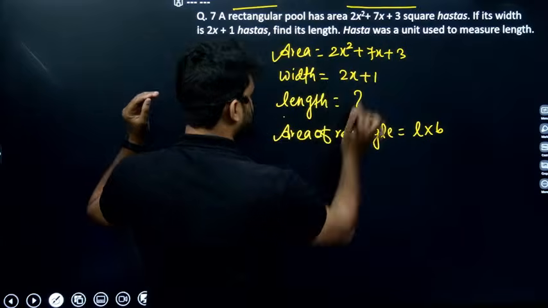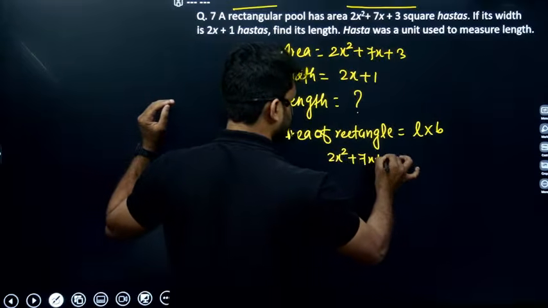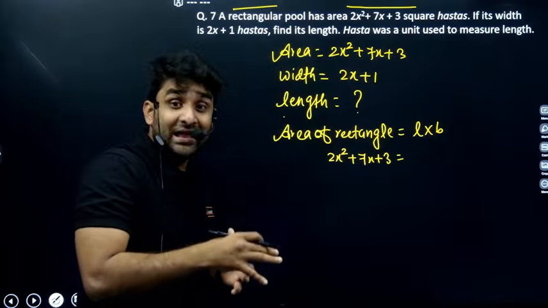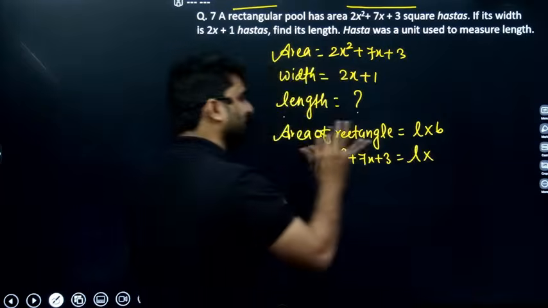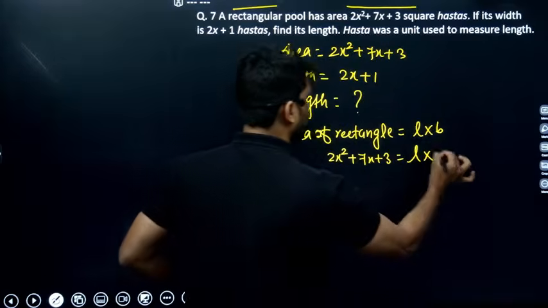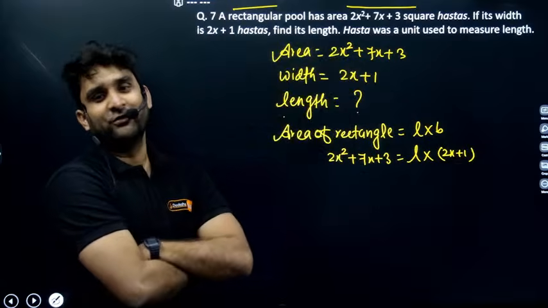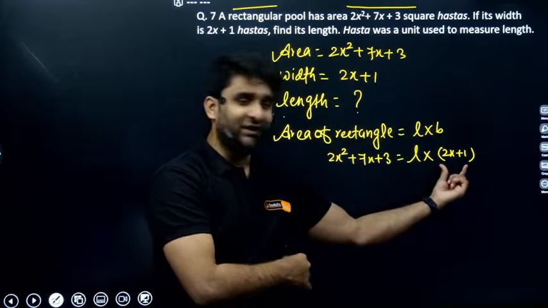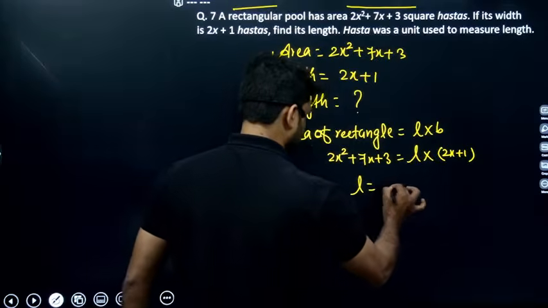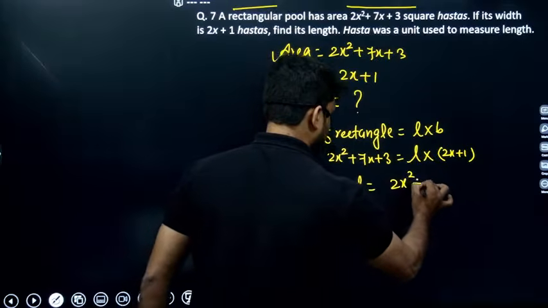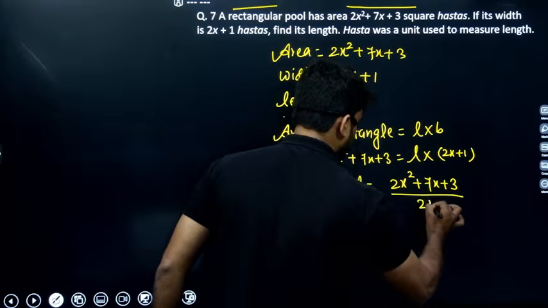Now, area is given here. So let's write 2x square plus 7x plus 3. Clear, everyone? Length is not given. Okay, so keep it as it is, L, and breadth is given to you. This is 2x plus 1. Very good. So what would be the length? This is in multiplication, so we can shift it to this side. So L is equal to 2x square plus 7x plus 3 divided by 2x plus 1.